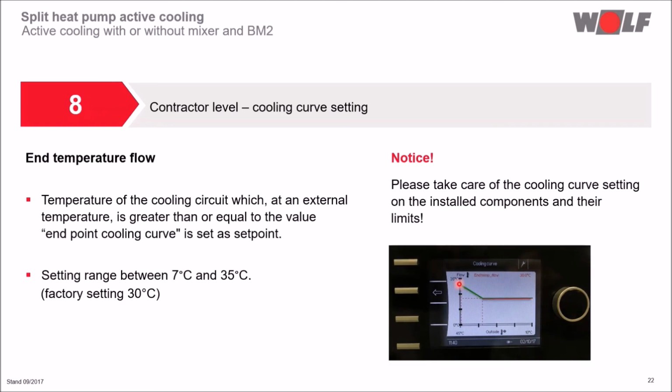At last, we have to set the end temperature flow. That's the temperature of the cooling circuit which, at an external temperature higher than or equal to the value end point cooling curve, is set as set point. The setting range, therefore, is between 7 degrees and 35 degrees. Factory setting is 30 degrees. And also please take care of the cooling curve setting on the installed components and their limits. Also, this value can be changed by turning and pressing the rotary selector.